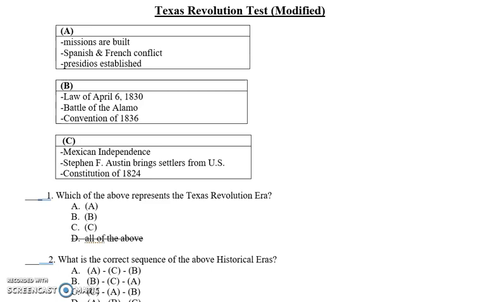Box A: missions are built, Spanish and French conflict, presidios established. Box B: Law of April 6, 1830, Battle of the Alamo, Convention of 1836. Box C: Mexican independence, Stephen F. Austin brings settlers from U.S., Constitution of 1824.